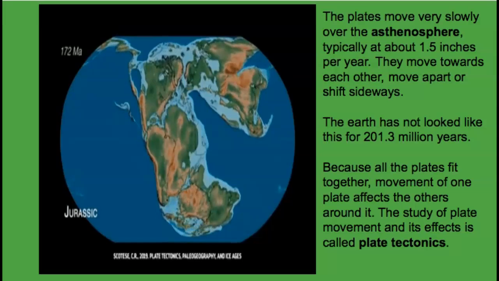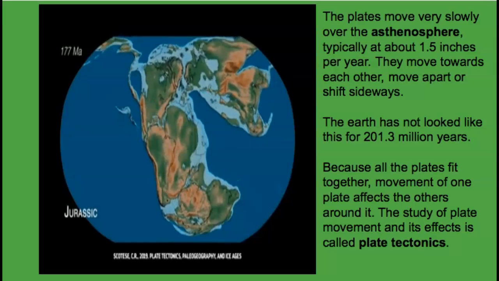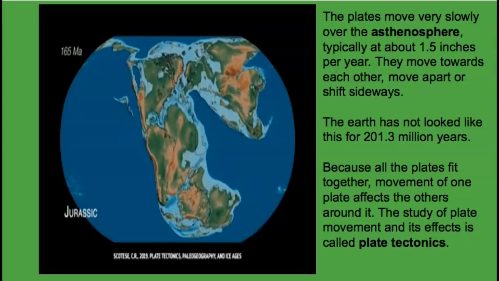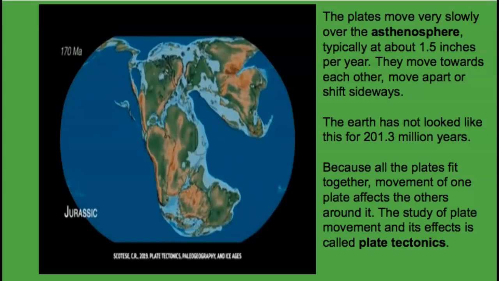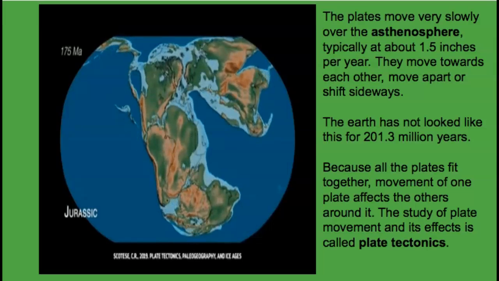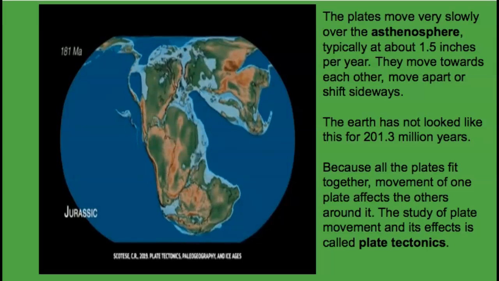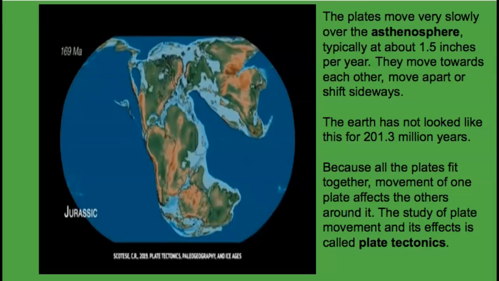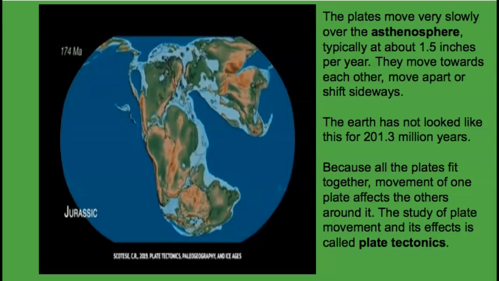The plates move very slowly over the asthenosphere. Remember, the asthenosphere is that molten part of the mantle that we just talked about. Typically, they move at about 1.5 inches per year. They move towards each other. They move apart from each other. They shift sideways.